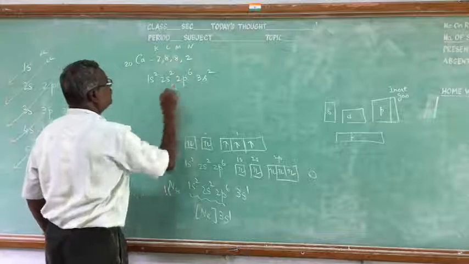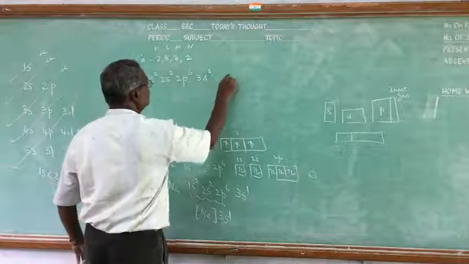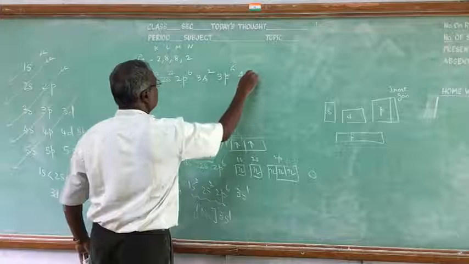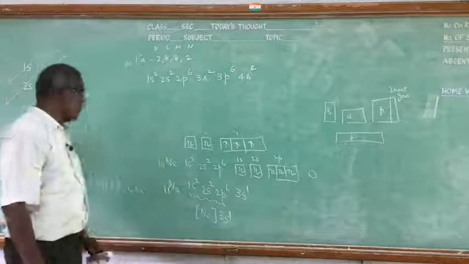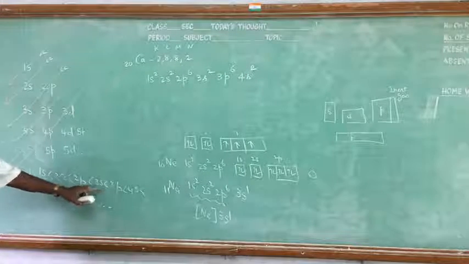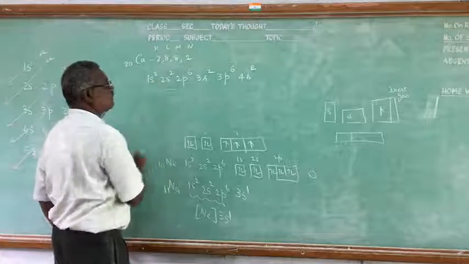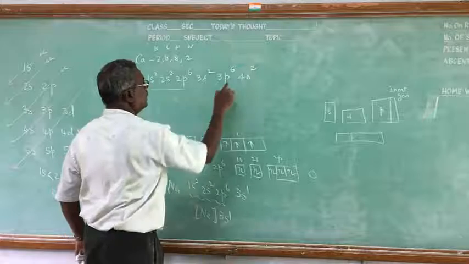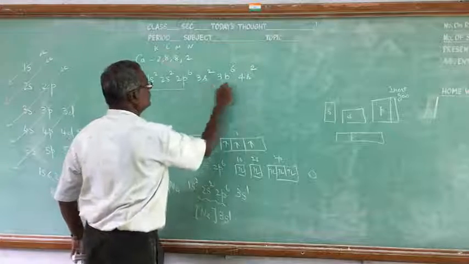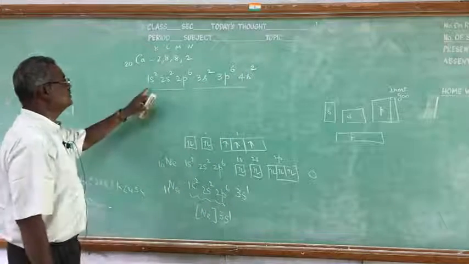So you count it: 10, 12, then 3p6, 18, then 4s2. The order is 1s, 2s, 2p, 3s, 3p, 4s. So 1s2, 2s2, 2p6. Here 10 electrons are over, another 10 more electrons: 3s2, 3p6, 4s2. So now you can see, first shell, how many electrons?